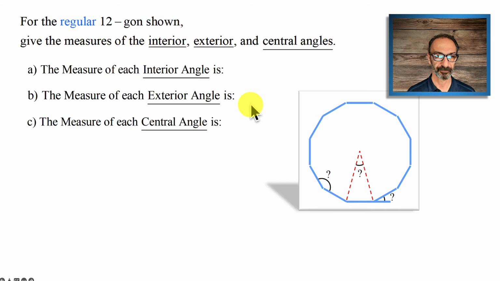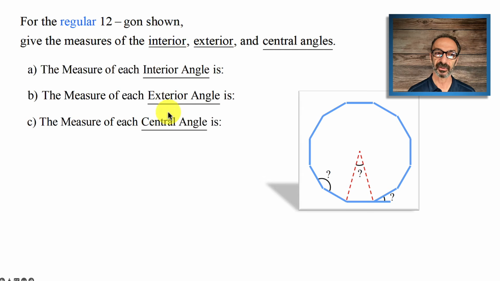The first problem, I do have a 12 sides polygon, a regular polygon. If you count the sides, let's double check. 1 from the base, 2, 3, 4, 5, 6, 7, 8, 9, 10, 11, 12. So I do have a regular 12-gon, that's what we call it. In general, we call it 12-gon, shown as 12 for the number of sides. So usually in general it's called n-gon. Give the measures of the interior, the exterior, and the central angles.